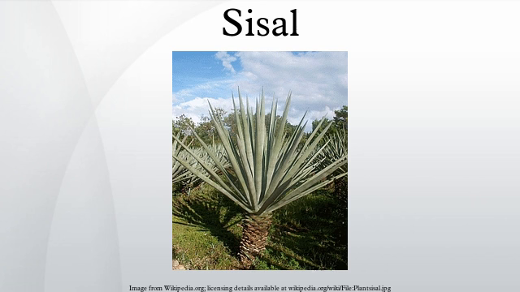Sisal, with the botanical name Agave sisalana, is a species of agave native to southern Mexico but widely cultivated and naturalized in many other countries. It yields a stiff fiber used in making various products. The term sisal may refer either to the plant's common name or the fiber, depending on the context.